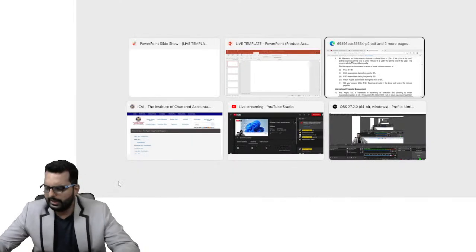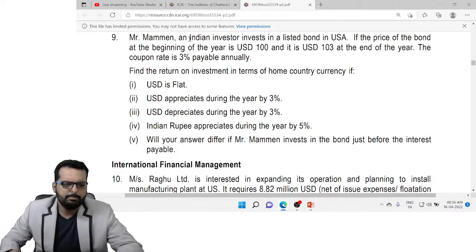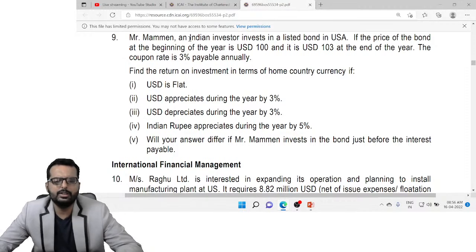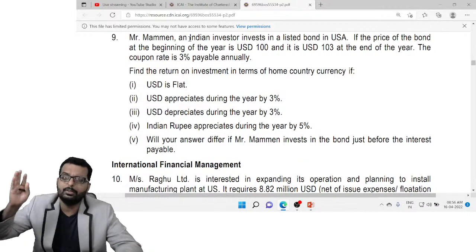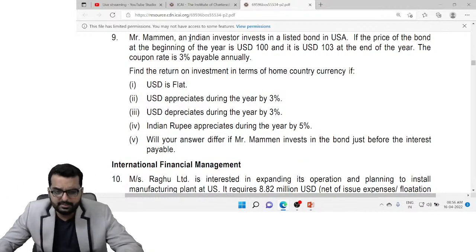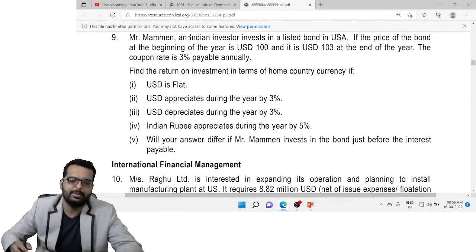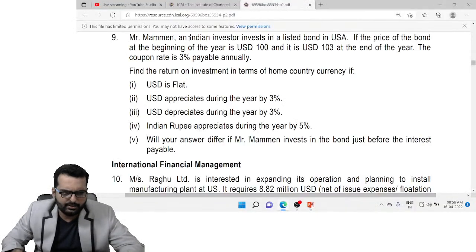Question number 9 is a very simple question, friends. Mr. Maman is an Indian investor who's investing in a listed bond in USA. In the earlier question, the US investor was investing in India. In this question, the Indian investor is investing in USA. And he says the price of the bond is $100.